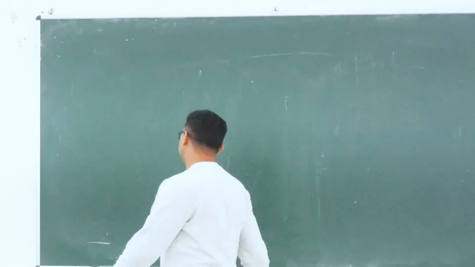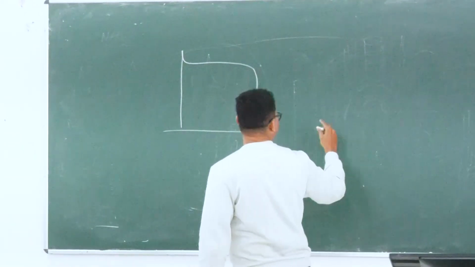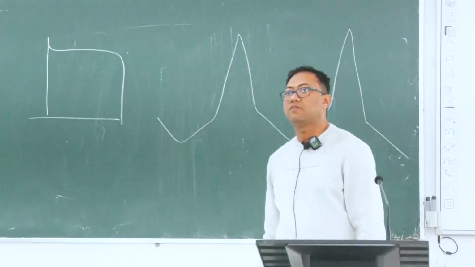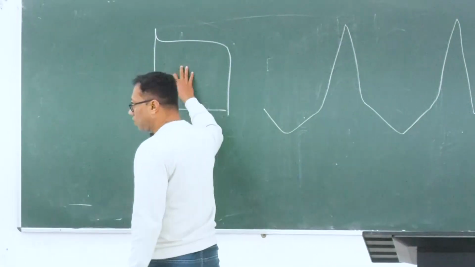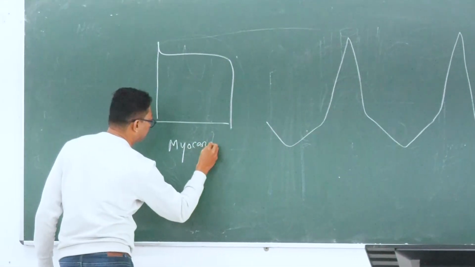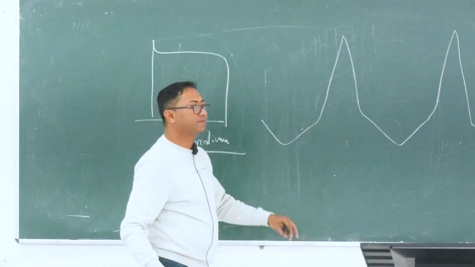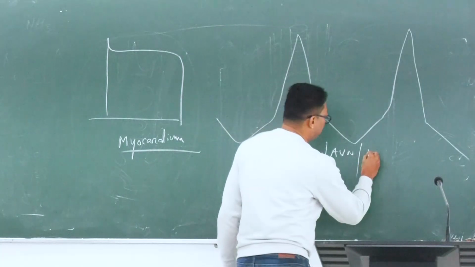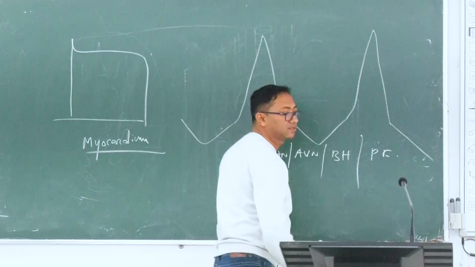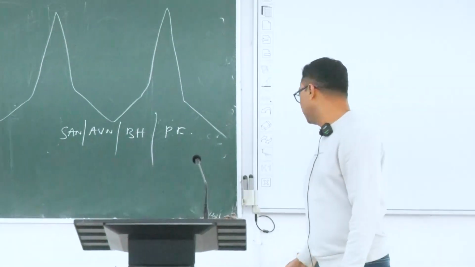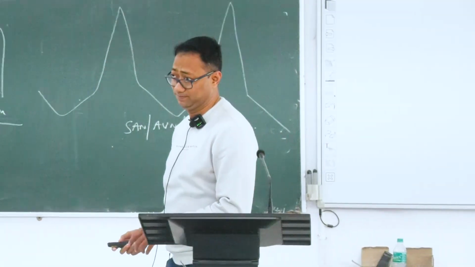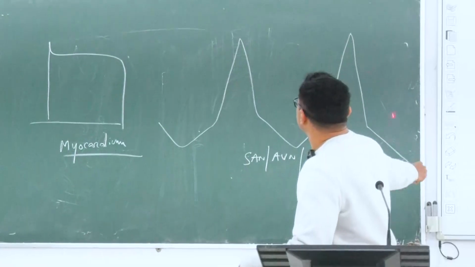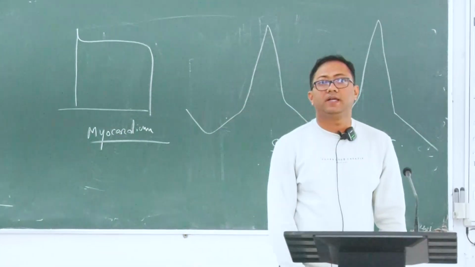There are two types of action potential in the heart. One is slow response action potential, another is fast response action potential. This type of action potential occurs in all conduction tissues, including SA node, AV node, bundle of His and Purkinje fibers. So this one happening in the myocardium is fast response action potential, right? And this is slow response action potential happening in SA node, AV node and all the conduction tissues.